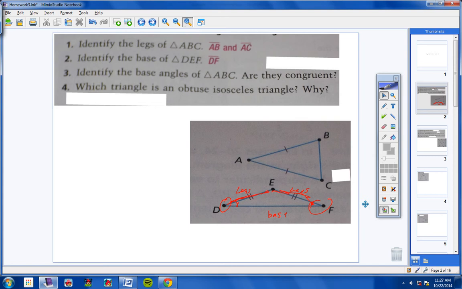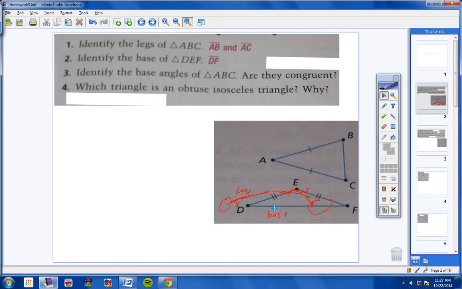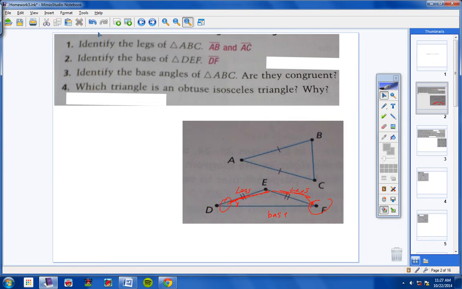So your base angles, oh, I'm sorry, it didn't ask for the base angles, it asked for the base. So the base of DEF is DF. This is the base right here. Okay? All right, now on to number 3.